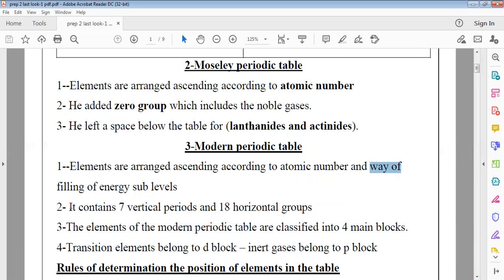What else? Number 2, it contains 7 horizontal periods and 18 vertical groups. Take note. Number 3, the elements of the modern periodic table are classified into 4 main blocks: S, P, D, F. S on the left side of the table, P on the right side of the table, D in the middle, and below the table, the F block. What is the F block? It contains lanthanides and actinides, which we talked about earlier in Moseley.